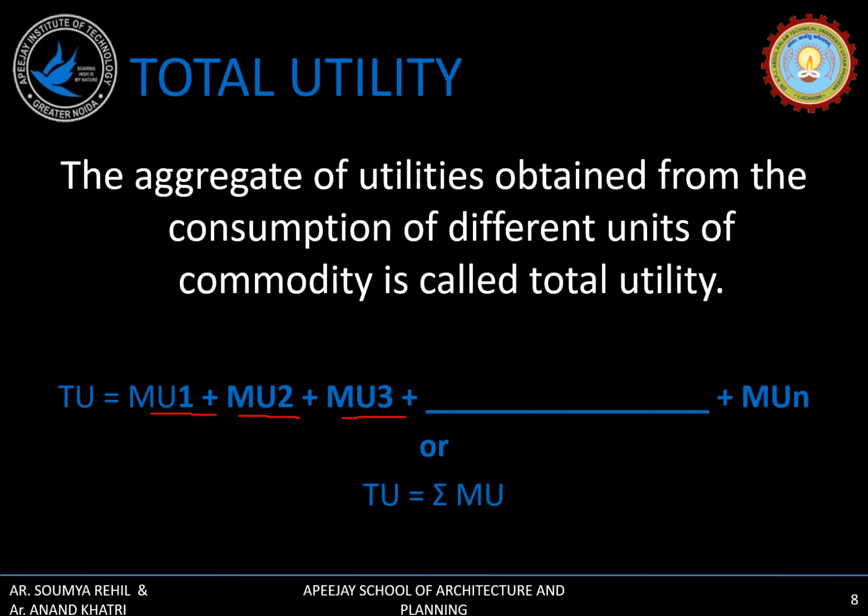So, at any point of time, say you have consumed n number of mangoes, so your total utility after consuming n number of mangoes will be MU1 plus MU2 and so on till MUn. Or we can just say that TU is the summation of all the MU up to the unit you are calculating your total utility for.